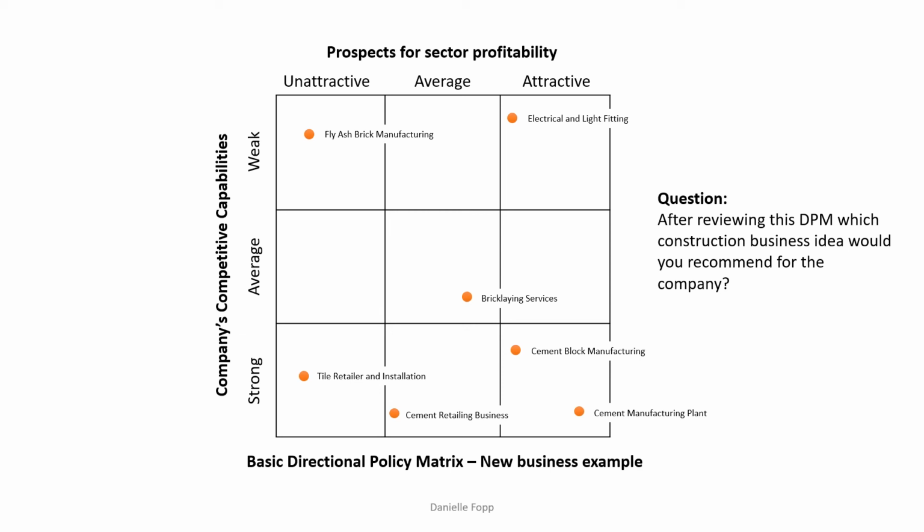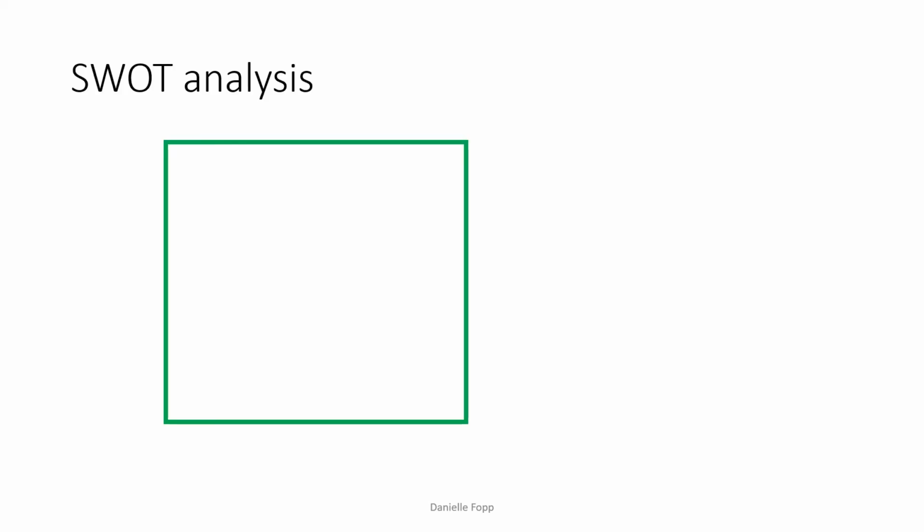So after reviewing this matrix, or if you were given this matrix, which construction business idea would you recommend for this company? So feel free to pause and have a think. Which business idea would you recommend? And the answer is the cement manufacturing plant or the cement block manufacturing. Probably number one, number two. Why? Attractive profits and strong capabilities.